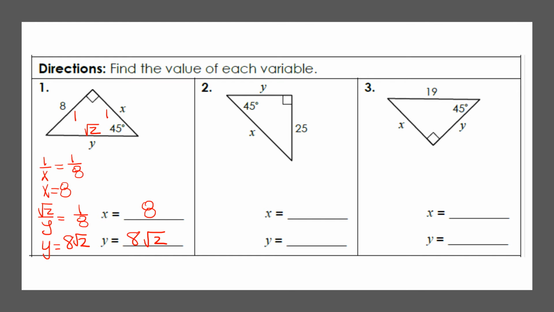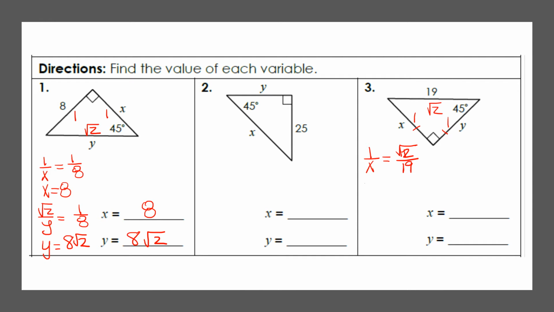If I go on to number 3, again I write in the 1, 1, square root 2, and set up inside over outside. One thing that I do know is that x and y will be the exact same. So if I find one of them, I find them both. So 1 over x equals 9, or square root of 2 over 19.